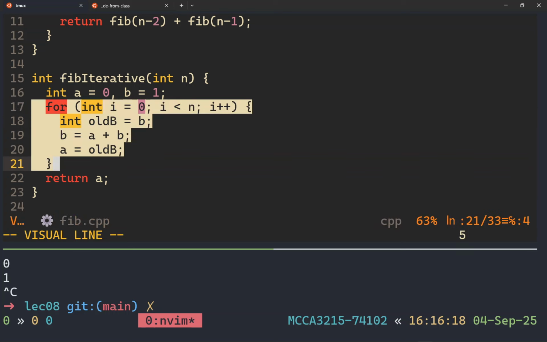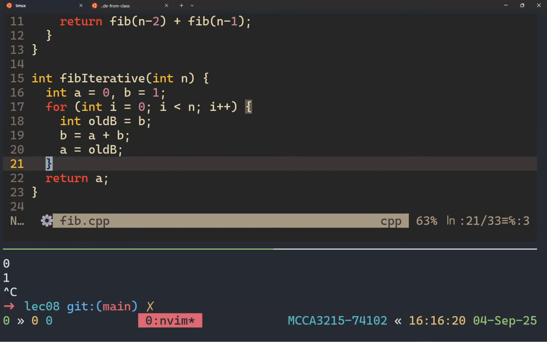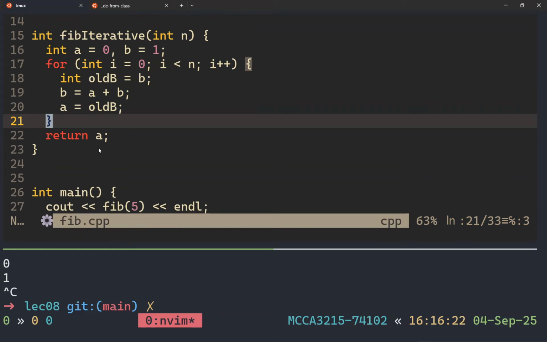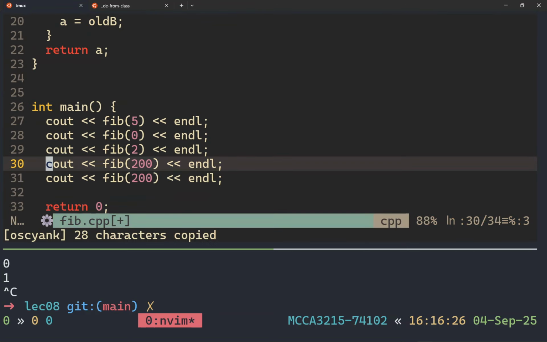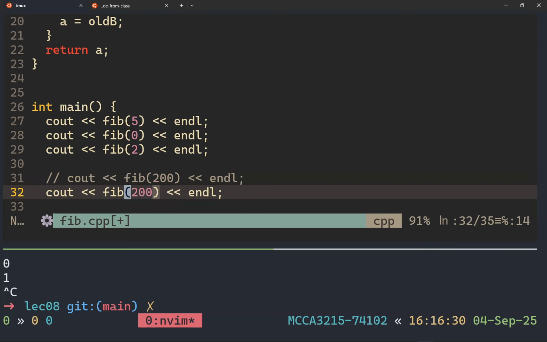This is O of n. Theta of n, right? It's only doing constant work, n times. And if I call that one, fib iterative, or I guess here, comment out fib iterative on 200.